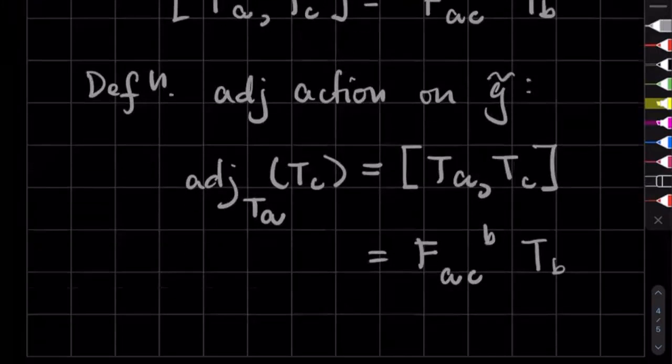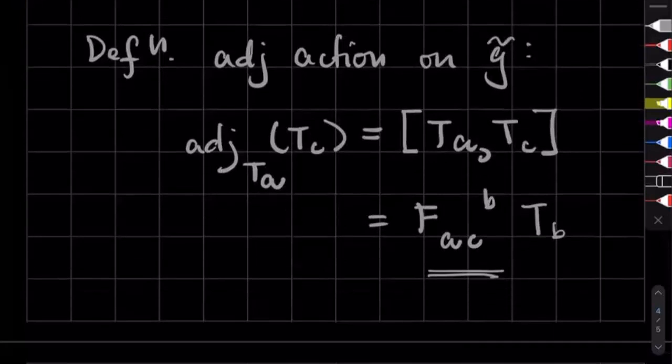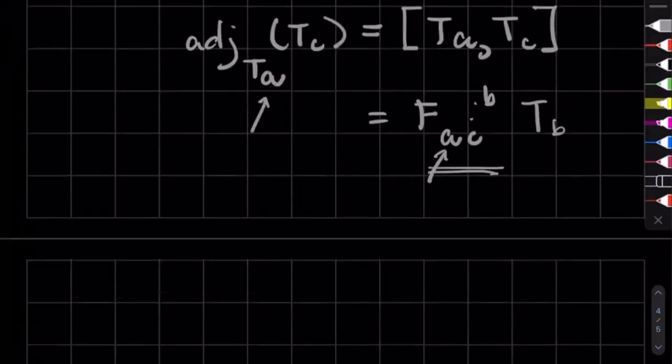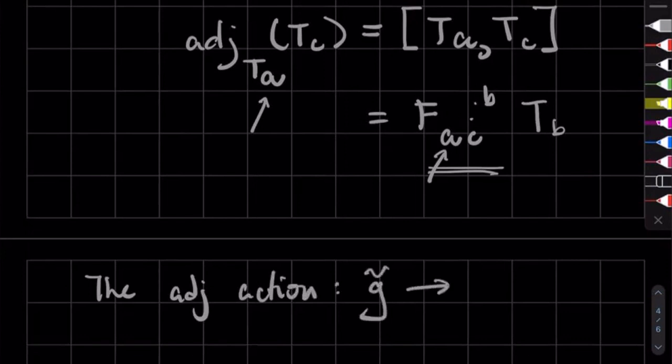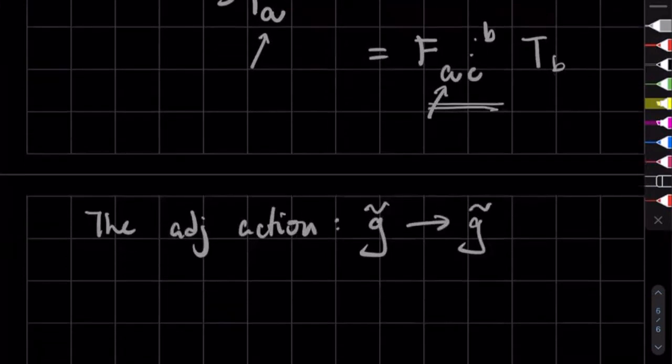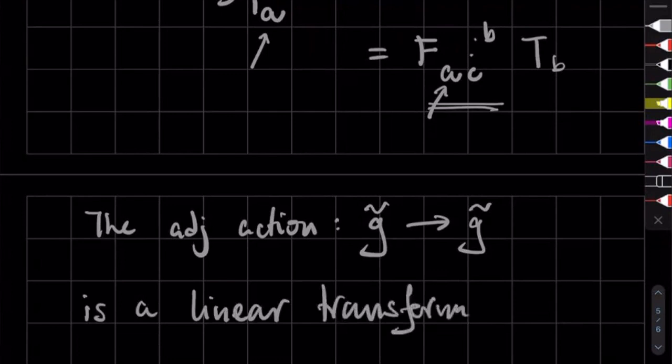T of B. So if I look at this, what is it? This is some sort of matrix that is labeled by A, and we are taking the CB element. So we can think, so the adjoint action, which is an action from G tilde to G tilde, is a linear map, is a linear transformation, because it's represented by matrix.